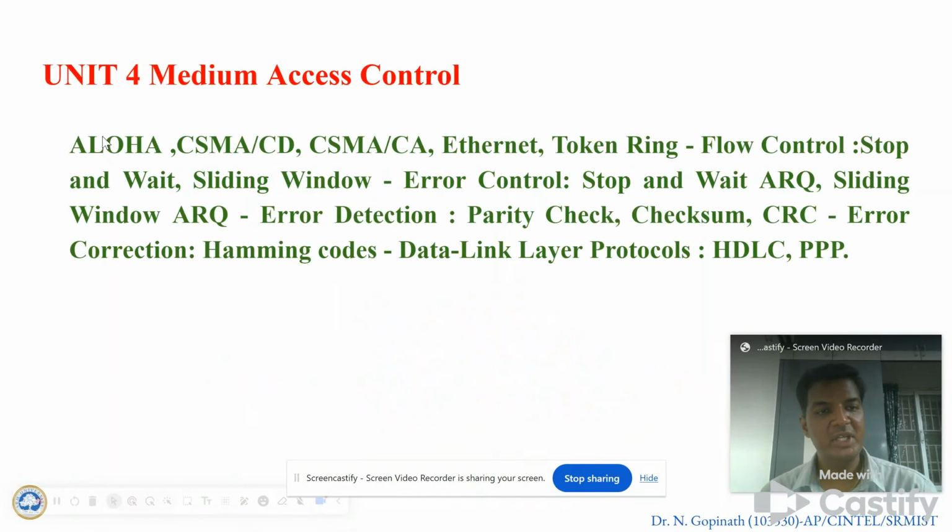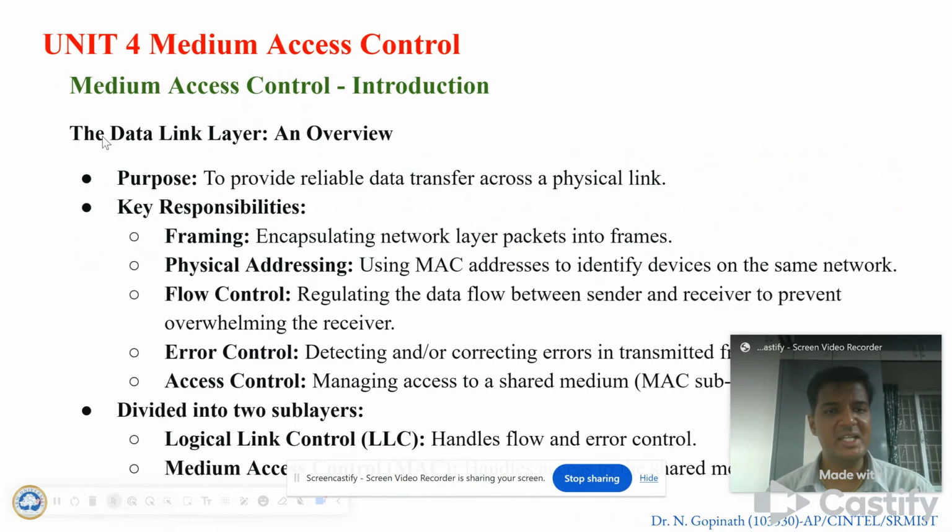So today we are going to see a few topics which fall under Unit 4, Medium Access Control. Let us start with the introduction of medium access control, that is, an overview of the data link layer. The first purpose of the data link layer is to provide reliable data transfer across a physical link. The key responsibilities are framing, physical addressing, flow control, error control and access control.